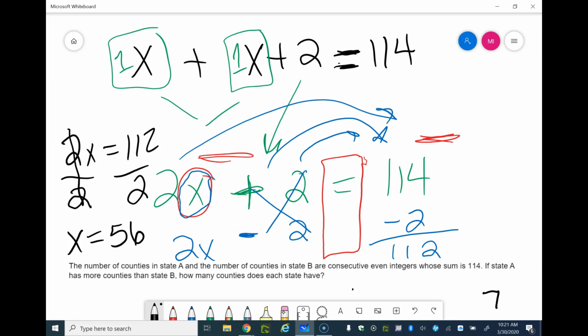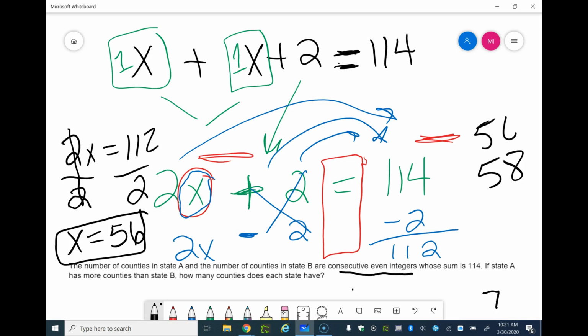And then if this is one of the states, what does the other state have to be if we're talking about consecutive even integers? Well, if this one's 56, the other state has to be 58. How do we check? 56 plus 58 gives us 114. So when we add them together, that's how we got to the answer before.